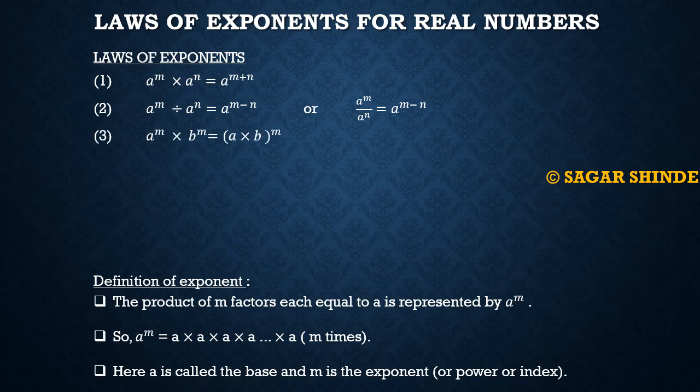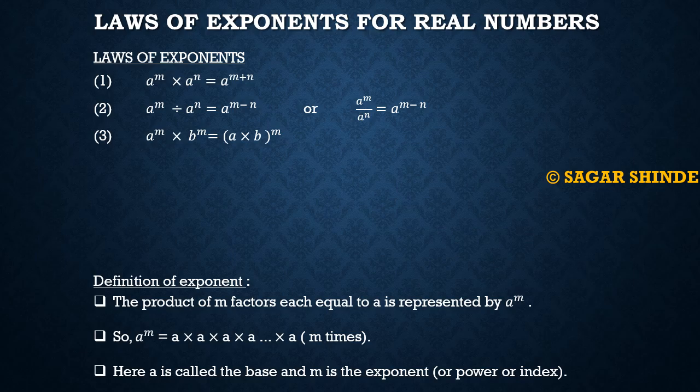The third one is a raised to m into b raised to m is equal to a into b whole raised to m. Now what do you see here? In this third law of exponent, you see that bases of both the numbers are different but their powers are same. So in this case we have kept the power same and we have multiplied both the bases.